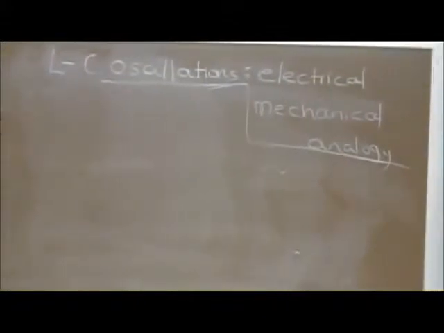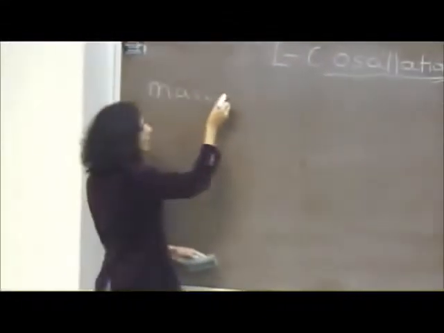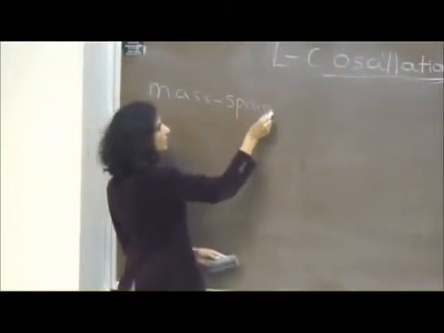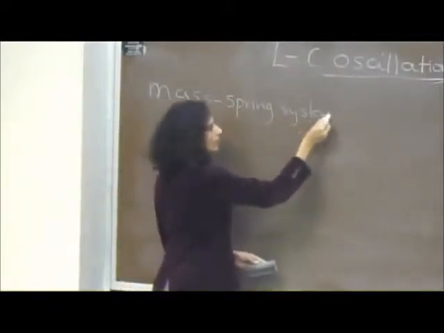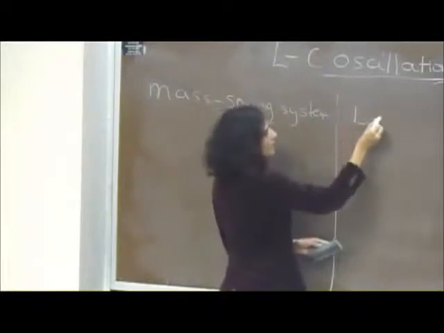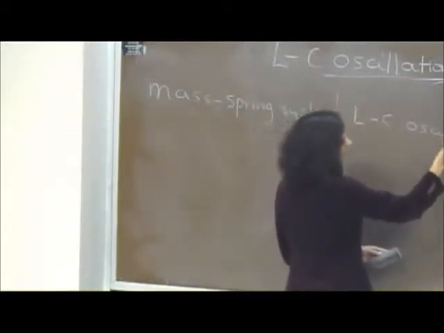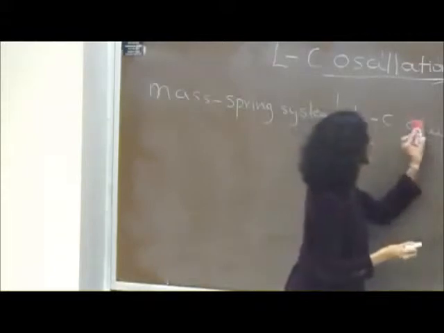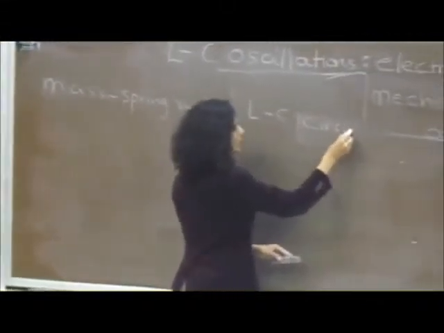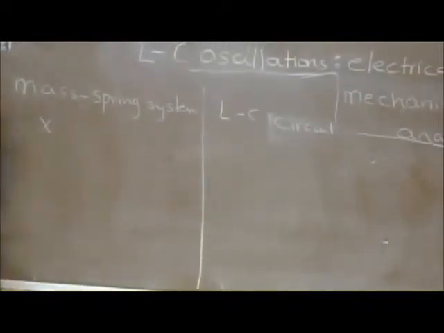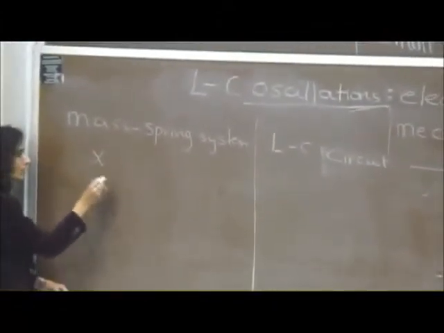And even before we do any math, I want you to actually think about what are the things that are analogous. So let me put down, and I'll ask you to think as opposed to me doing all the thinking. Suppose I have a mass spring system. And here we have an LC circuit. If you remember, in the mass spring system, we used to talk about x, the position, the displacement, and we used to talk about the velocity.